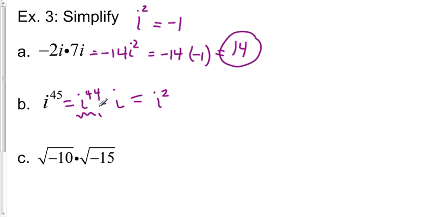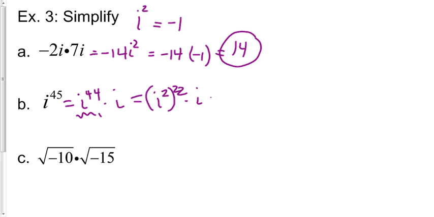i to the 44th power is the same as i squared to the 22nd power, because the rule is when you have a power to another power, you multiply them. 2 times 22 is 44, and so I'm just rewriting this in an equivalent way, but it looks a little different. I want i squared somewhere in here so I can simplify it. So I've got i squared to the 22nd power times i.